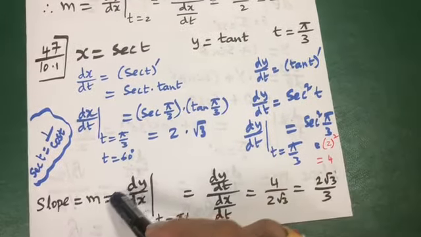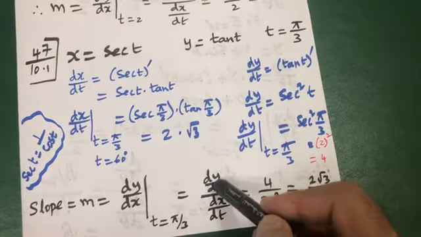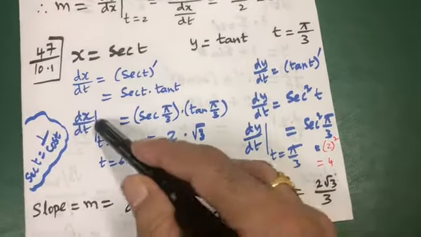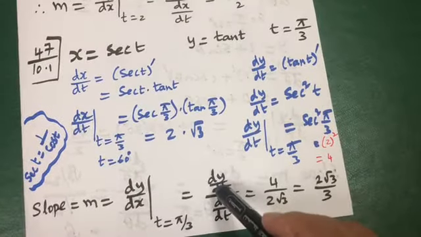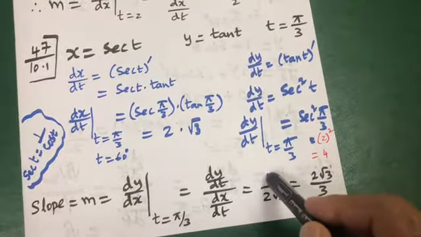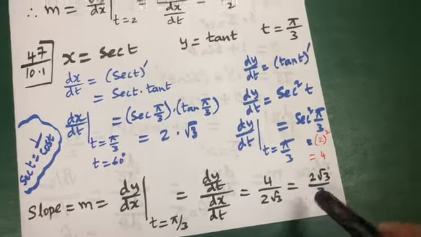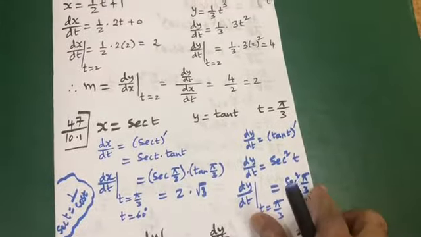Now you want to find the slope. Slope means dy over dx, that is dy over dt divided by dx over dt. Dy over dt is 4, dx over dt is 2 root 3. Use calculator, you get 2 root 3 over 3. We'll do one more problem.